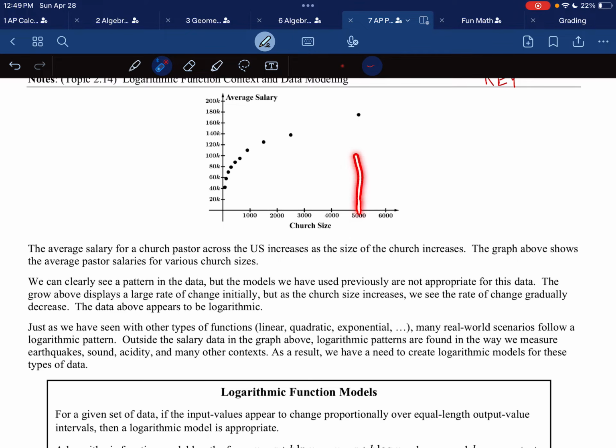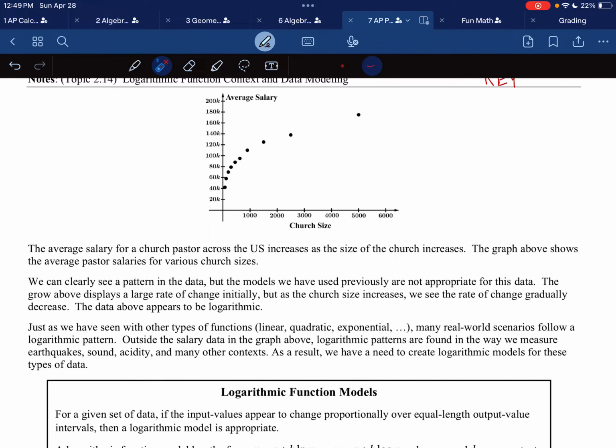Okay, so when the church size is about 5,000 people strong, your salary is a little over $160,000. Whew. We can clearly see a pattern in the data. Yeah, the pattern goes like that, right? It's pretty clear that it's going to probably level off up here. But the models we have used previously are not appropriate for this data.